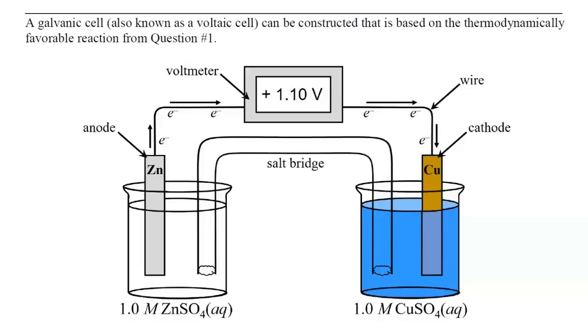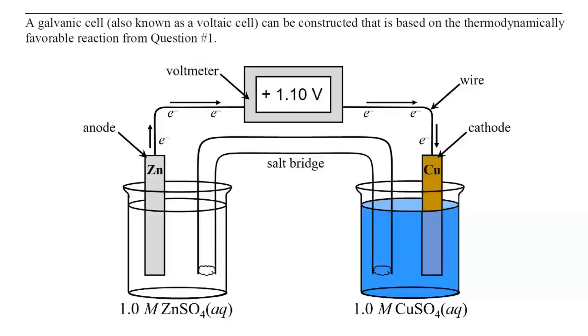We see that the zinc metal has been labeled as the anode. The copper metal has been labeled as the cathode. We also see a salt bridge that is connecting the two beakers of solution. And if you look closely at the wire, you will notice that there are arrows along the wire. The arrows represent the direction of electron flow through the wire. So the electrons are flowing through the wire from the anode to the cathode.